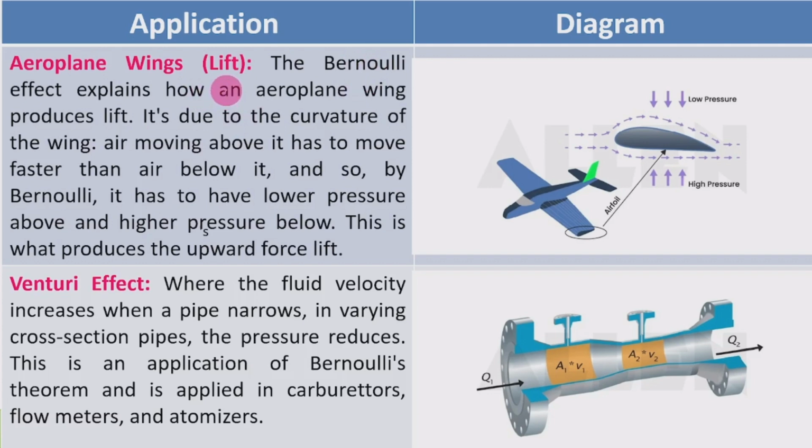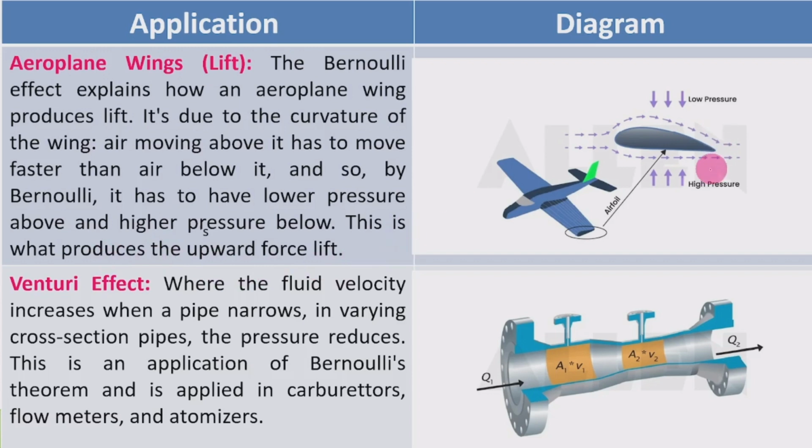That we can explain based on Bernoulli's equation. The Bernoulli effect explains how an aeroplane wing produces lift. It is due to the curvature of the wing, that is the shape of the wing, that we are going to call the aerofoil shape. Air moving above it has to move faster than air below it. And so, by Bernoulli, it has to have lower pressure above and higher pressure below. This is what produces the upward force, lift.